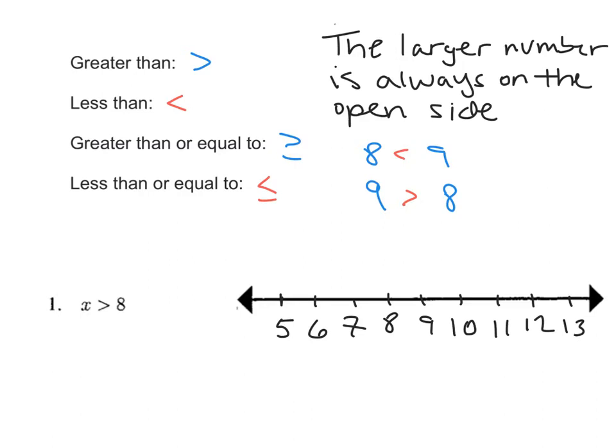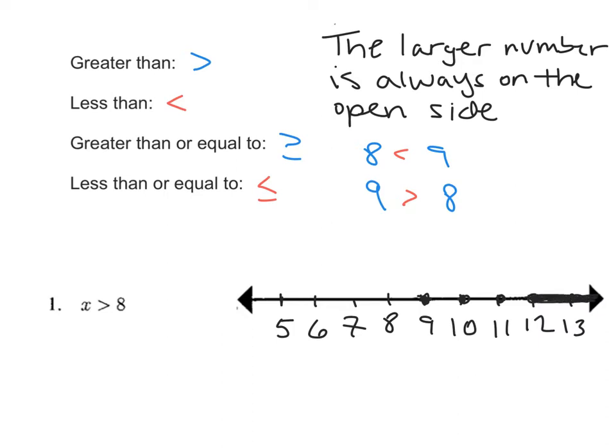Now, we're saying that all values of x must be greater than 8, okay? They have to be greater than 8. They cannot be equal to 8, okay? So that means that 9 is a possible value, okay? Because it is greater than 8. 10 is also a possible value, as is 11, 12, 13, and every value in between here, okay?